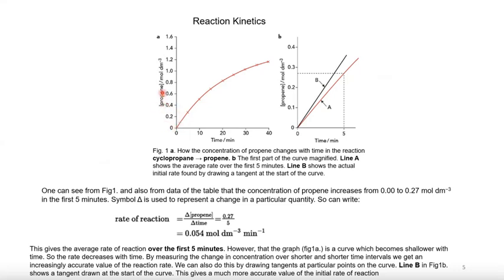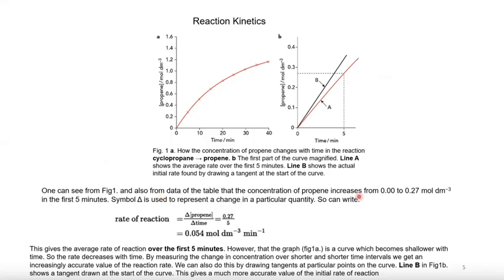So the concentration of propane in mole per dm cube, and the time in minutes. From here, what we do is find the rate of change of concentration. How do we do it? You always know that delta shows the difference between a substance's values, and we express it with the Greek symbol delta.